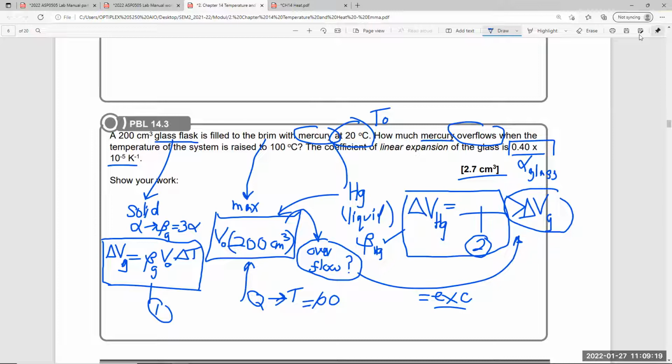Okay, that is our discussion. We will proceed with the next discussion on what we call thermal conductivity. Okay, class, we take a break for 5 minutes, 5 minutes from now.